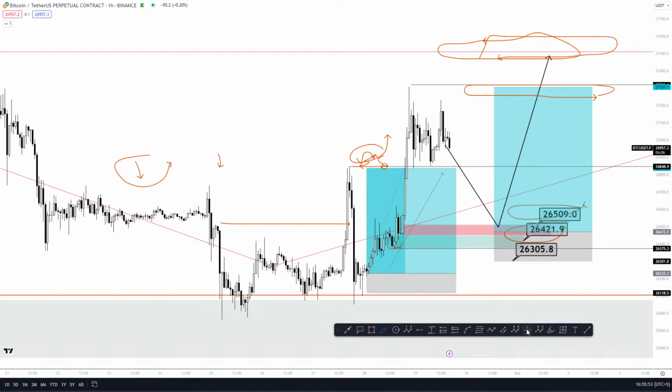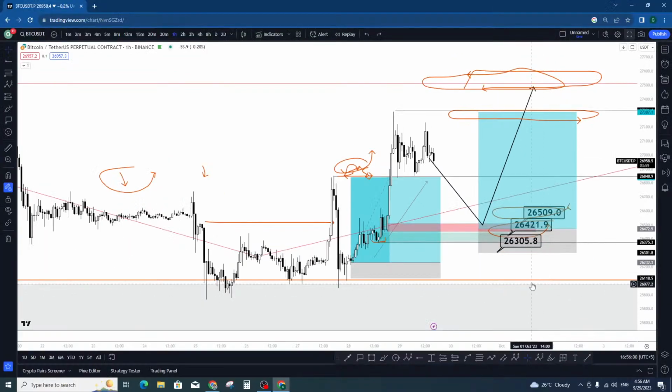Long makes sense. If you are in any long, good to go for you guys. Break even your trades if you are in profits, and let the rest run. Okay, so this was Bitcoin. Now let's go towards another market.